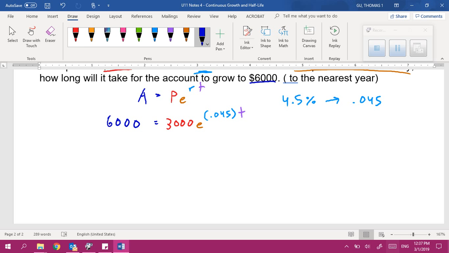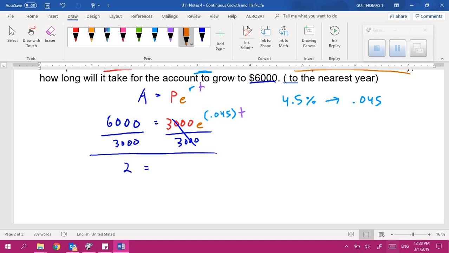3,000, and what do you mean exactly? We're going to divide 3,000 first, right? We want to get that 3,000 out of the way. Right. So what is 6,000 divided by 3,000? Not 2,000. 2. Equals E raised to the... Right, equals E raised to the 0.045 T.